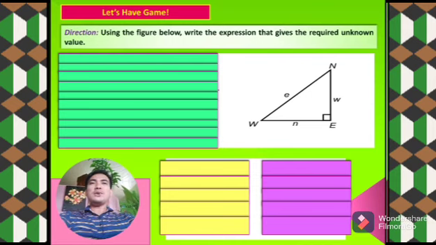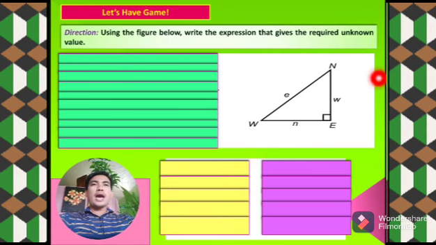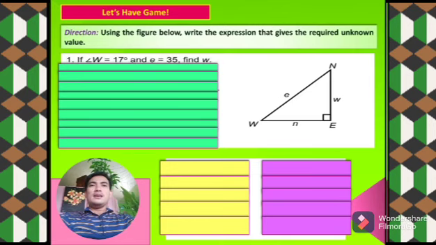Still, you'll be using the illustration or the figure here on the right, with the expression that gives the required unknown value. Actually, there are 10 questions. Still, I will be giving you 5 seconds to answer. So, let's start with number 1. If angle W is equal to 17 degrees and side E is equal to 35, find side W. Go!